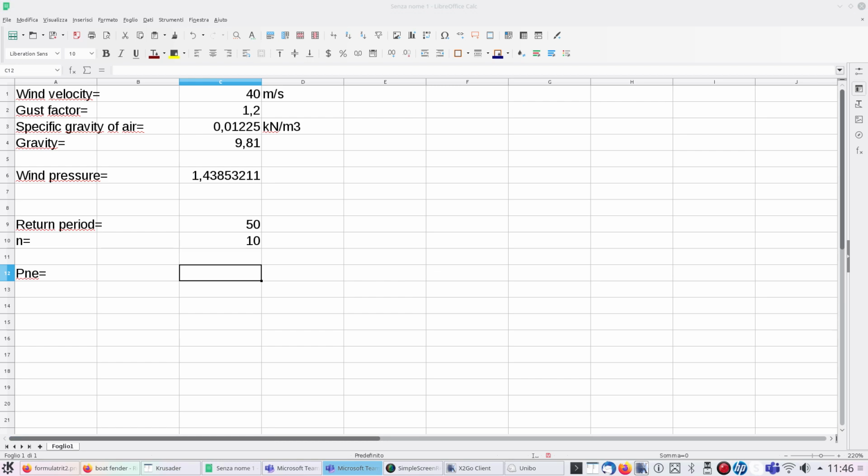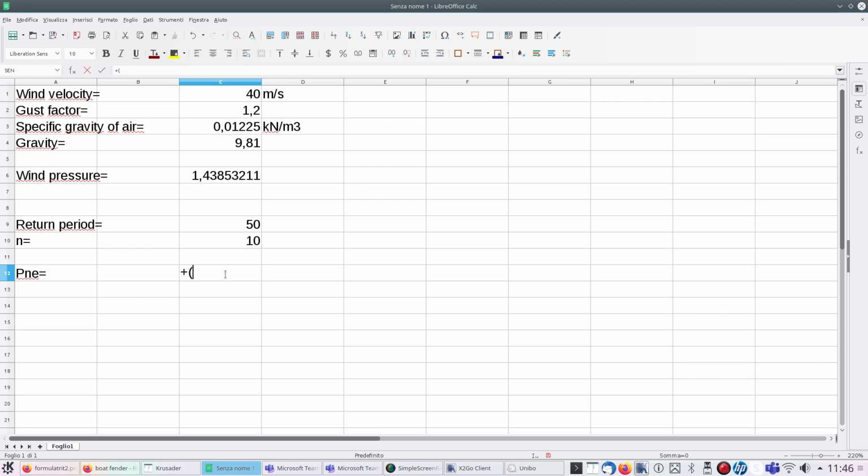Here I am, students. So, as I said, let's compute the probability that a given wave height with a return period of 50 years is not exceeded in 10 years. What we have to do is write here, plus two parentheses, we have to make return period minus one, close the parentheses, divided by the return period itself, close the other parentheses, to the power of 10. And this is the result.